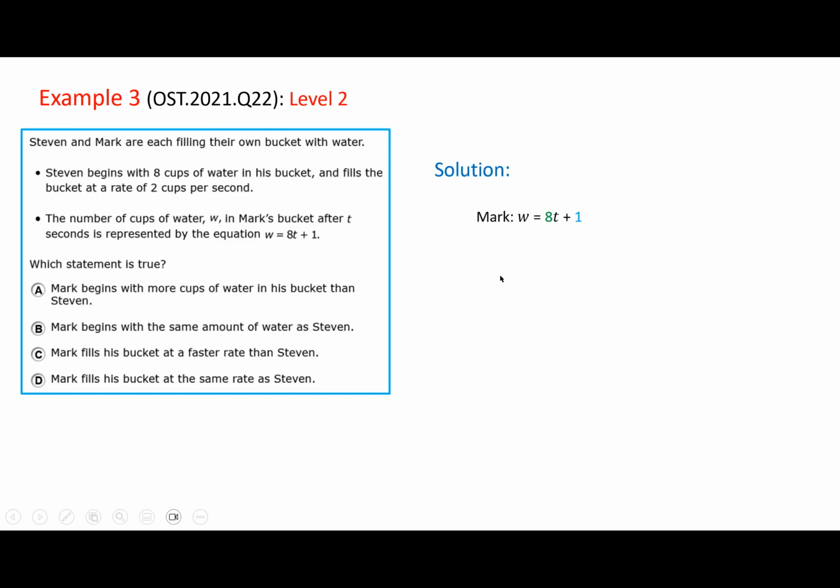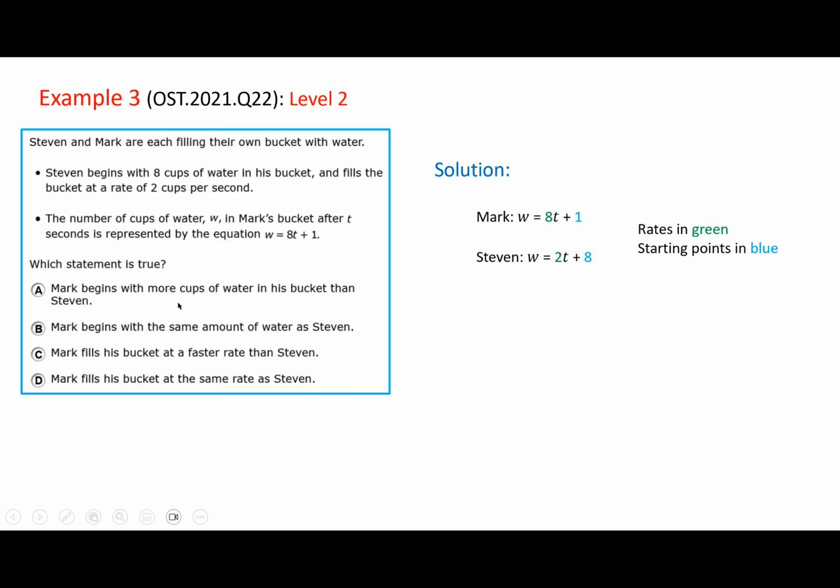Stephen, we have to find that for Stephen. Stephen started with 8, so that's the beginning, and then at a rate of 2, that's the rate of 2. Now I have all what I need here. So green are the rates, blue are the starting points. Now I can go here and look at every statement.